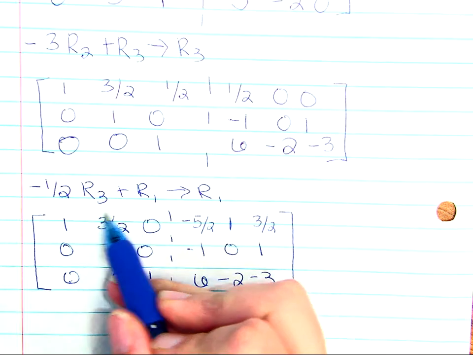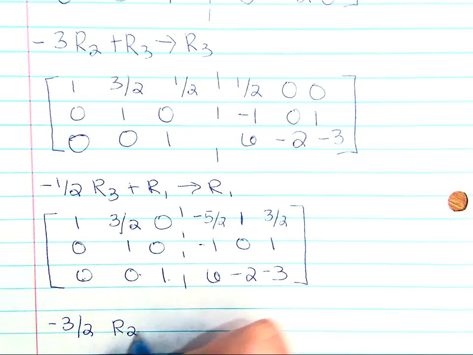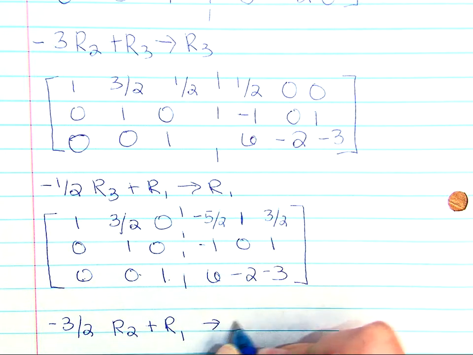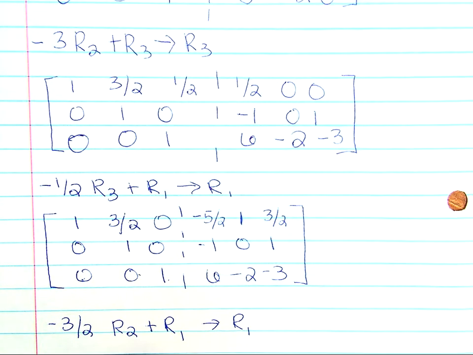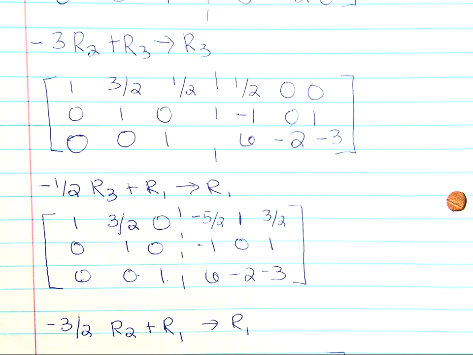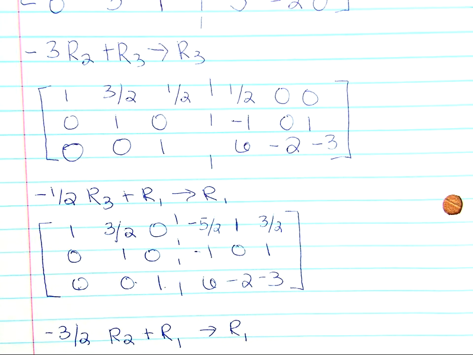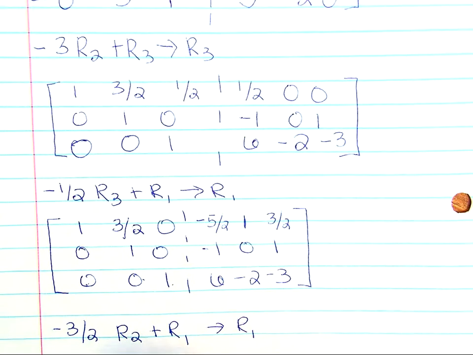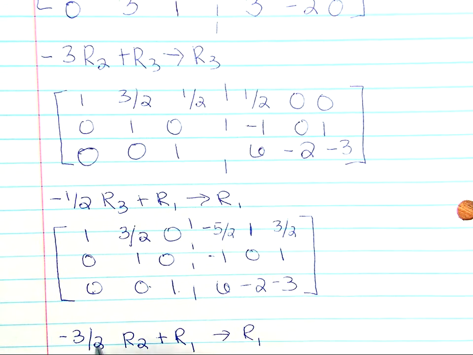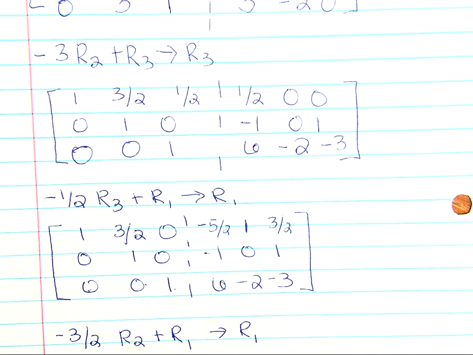Last step, I need to get a 0 here. So I'm going to do negative 3/2, row 2, plus row 1, new row 1. So 0, 0, 1, 6, negative 2, negative 3, 0, 1, 0, negative 1, 0, and 1. Okay. 0 times anything is 0, so that's still going to be 1. Here, 1 times negative 3/2 is going to be negative 3/2 plus 3/2 gives me 0. This one's also going to be 0.